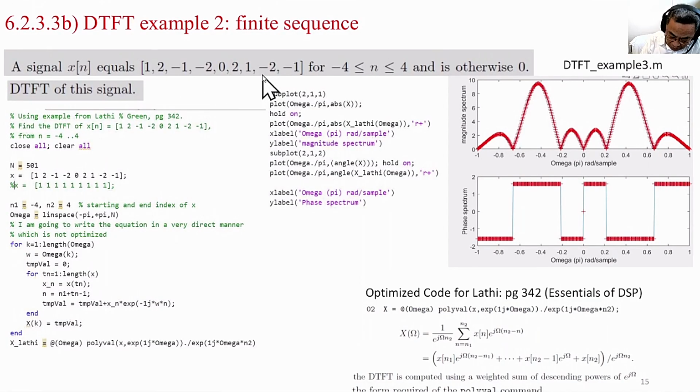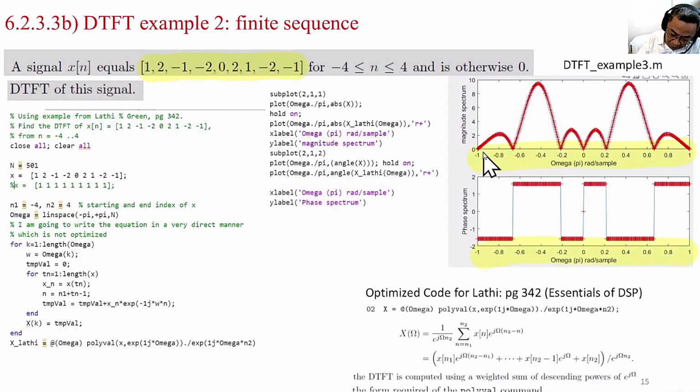So this sequence is not very nice. It's still going from -4 to 4, but it's not symmetrical or anything like that. So we can't really reduce it very well. So I'm just going to show you the computer program to do this. This is the result. This is the magnitude, and this is the phase.